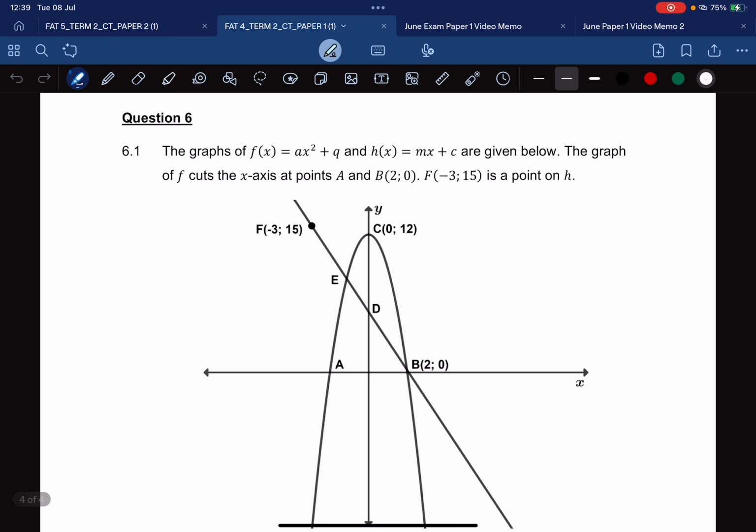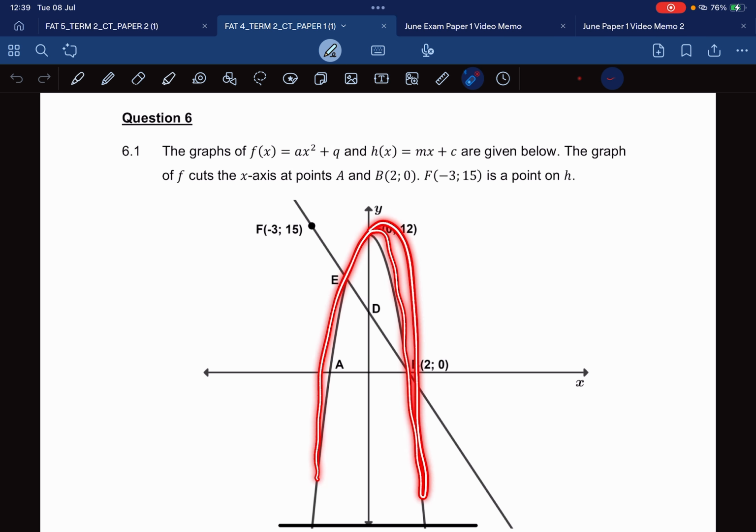The graphs of f of x equals ax squared plus q. So f of x is ax squared plus q. That is obviously our parabola. At this point, you should identify this form here. This is the standard form of a parabola, so that points to this graph over here. And then h of x equals mx plus c. That's a straight line straight off, so that would be our straight line.